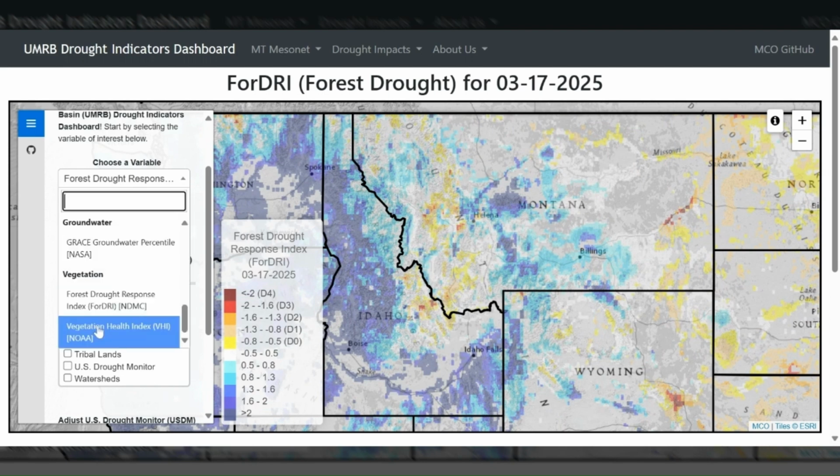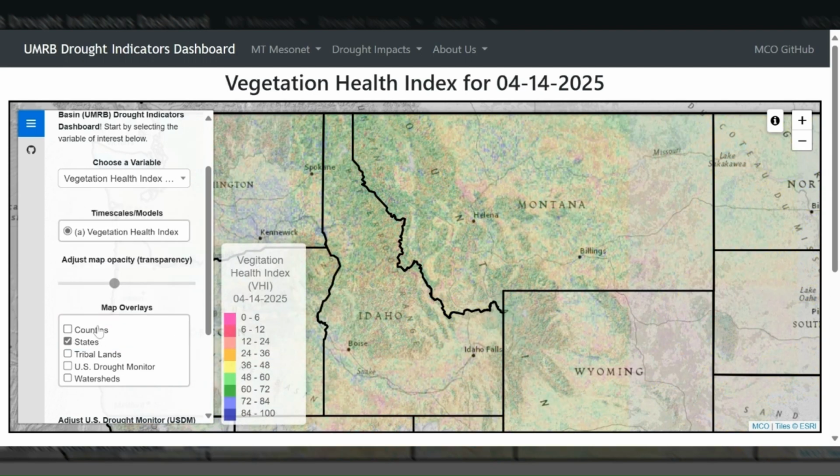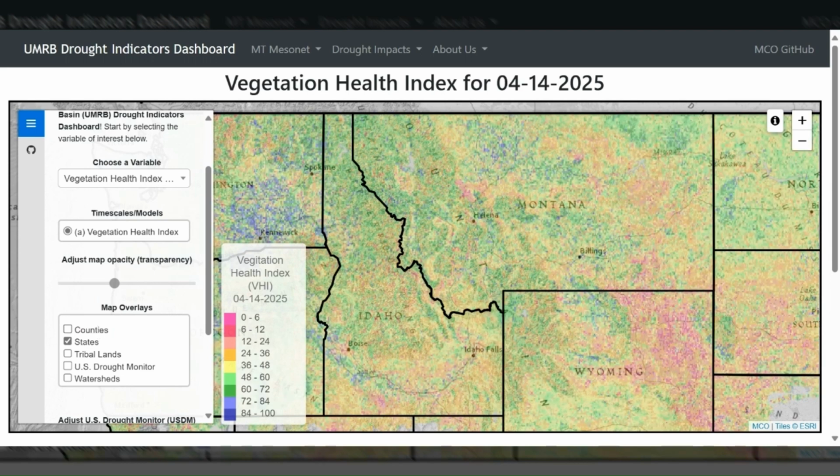Secondly, there is the Vegetation Health Index by NOAA. This scale is different from the rest of the variables in the UMRB dashboard and estimates soil moisture and climate conditions over 7 days as a proxy for vegetation health. If the VHI is below 40, it indicates vegetation stress and potential loss. VHI above 60 suggests more favorable conditions.